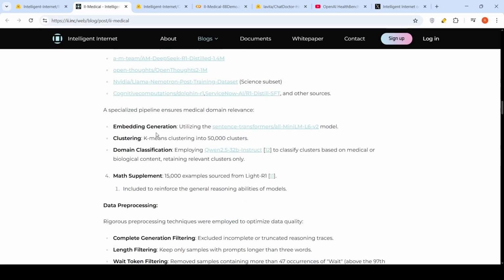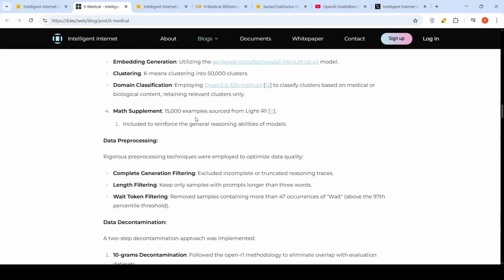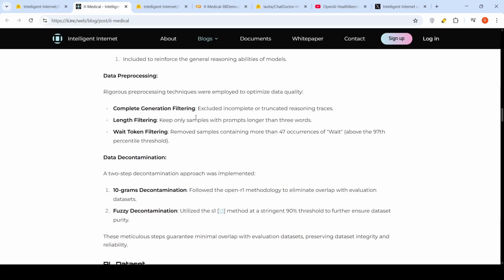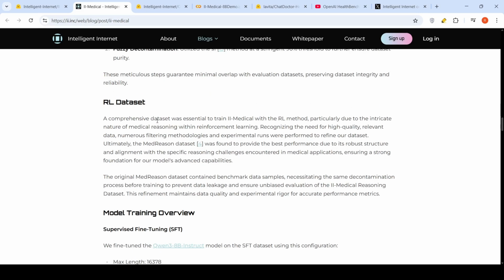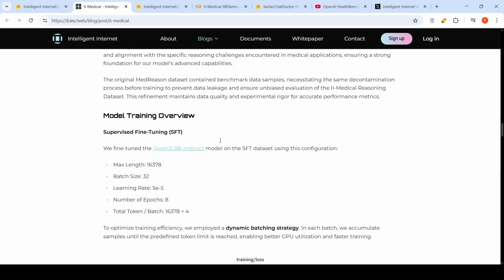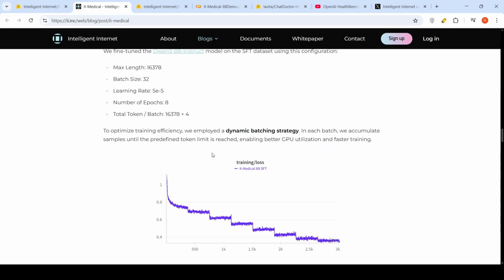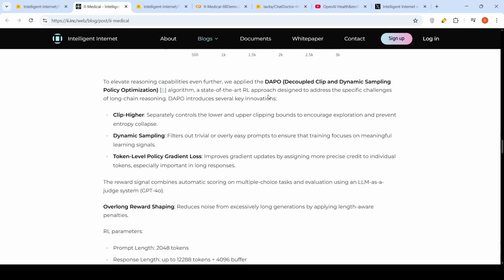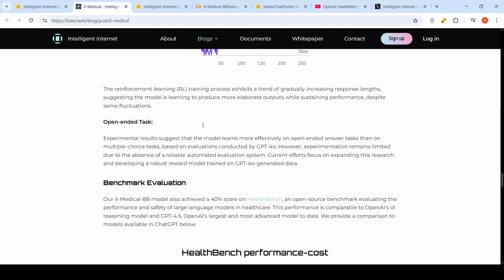Then they created a specialized pipeline which ensures medical domain relevance, where they did embedding generation utilizing sentence transformer, clustering, and domain classification to classify clusters based on medical and biological content. They also added a small supplement of math samples. So this was their data set. Then they did data decontamination and data pre-processing, and created a reinforcement learning data set. Then they supervised fine-tuned a Qwen 3 8 billion instruct model on this data set. They also applied reinforcement learning using DAPO, the decoupled clip and dynamic sampling policy optimization algorithm, and that is how they got this final model.